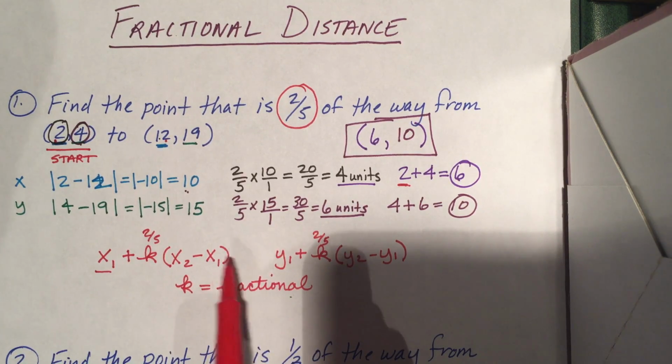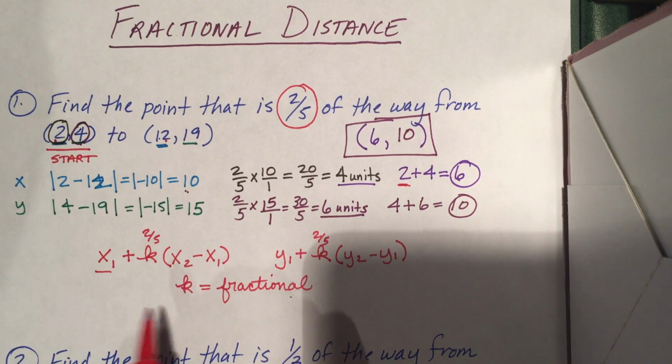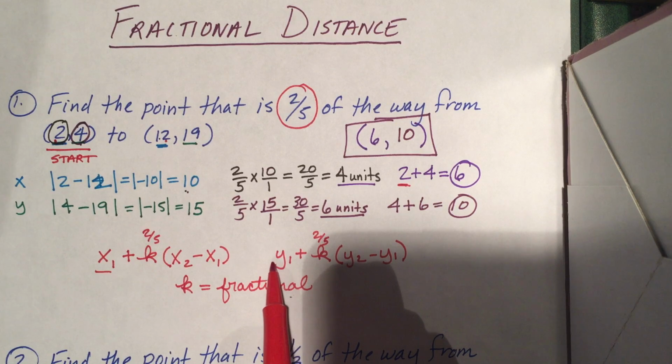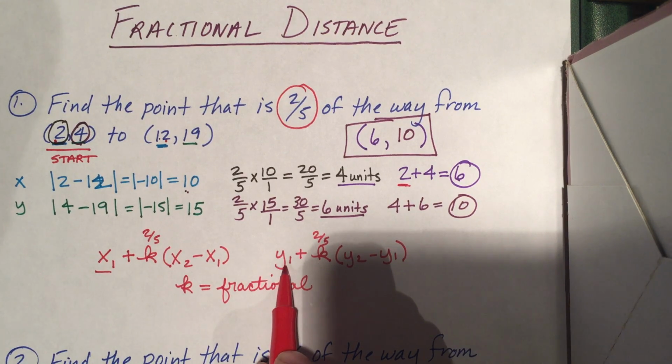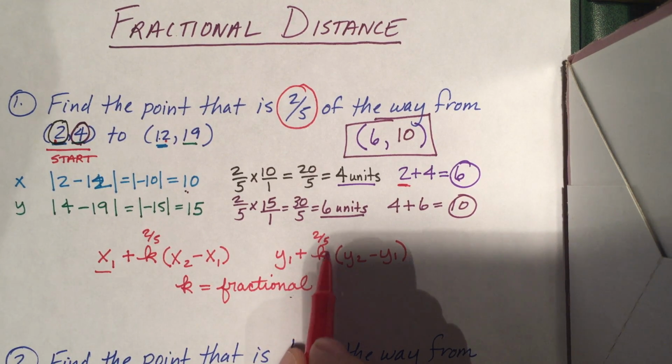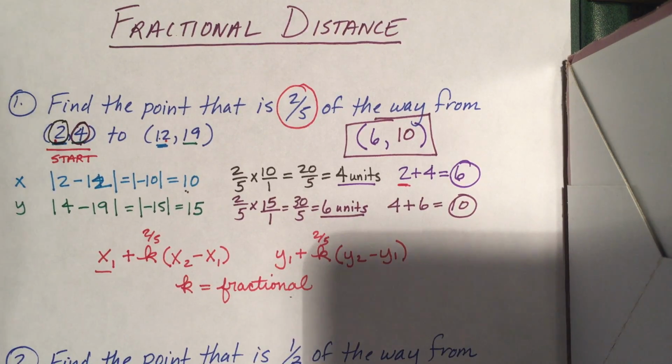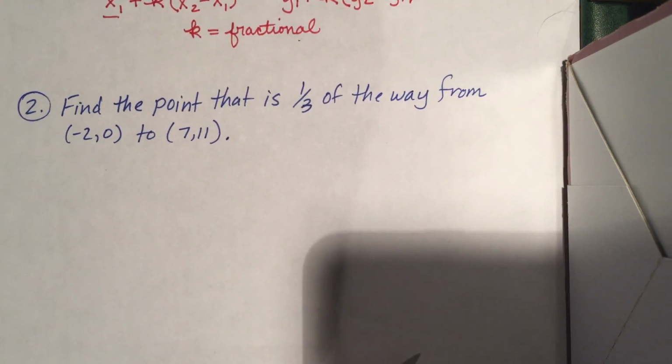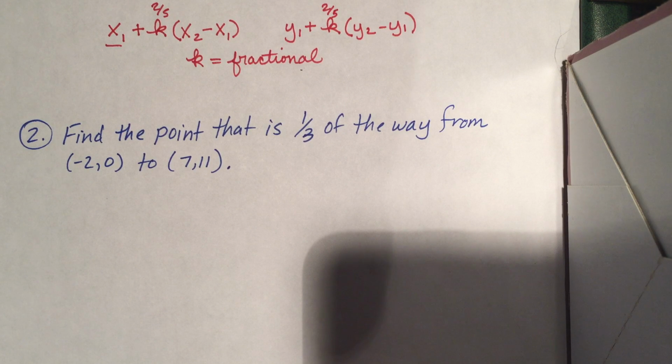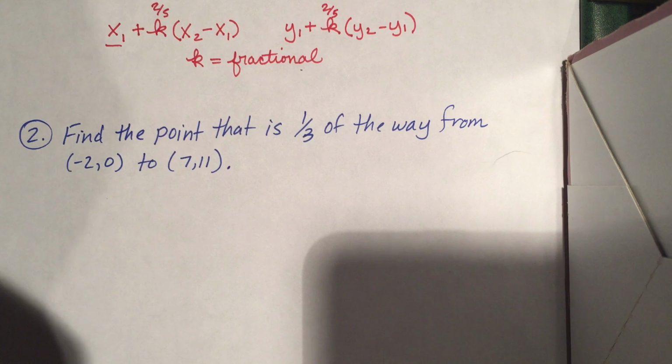So this is actually the two fractional distance formulas. The original x value plus the fraction times the distance the x's are apart. The y-coordinate is the original y value plus the fraction times the distance the y's are apart. So let's try the next one. I'm going to leave the fractional distance here in the frame, and let's do this using the fractional distance formula first, and then we'll do it the other way.